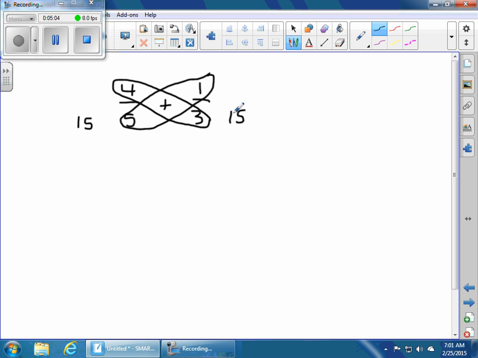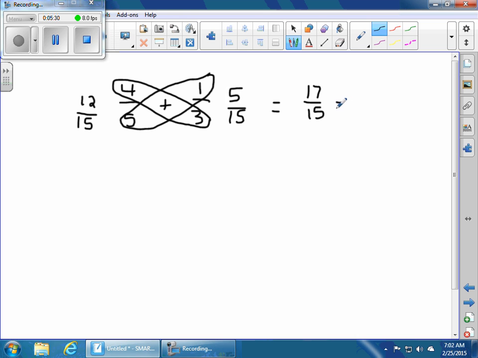Now I can use my cross multiplication, or my butterfly method. 3 times 4 gives me 12. 5 times 1 gives me 5. And now my problem is 12 fifteenths plus 5 fifteenths. So if I add those straight across, I get 17 fifteenths.